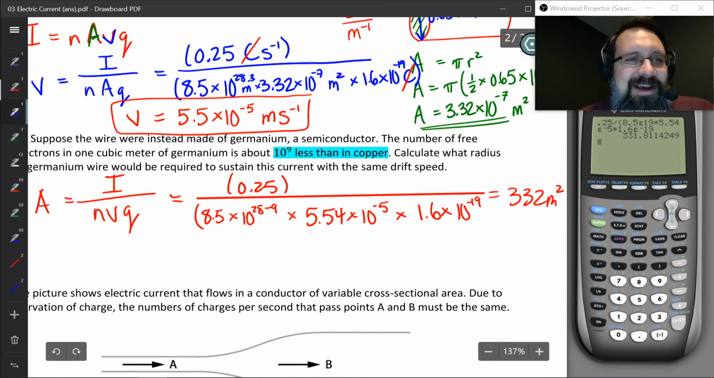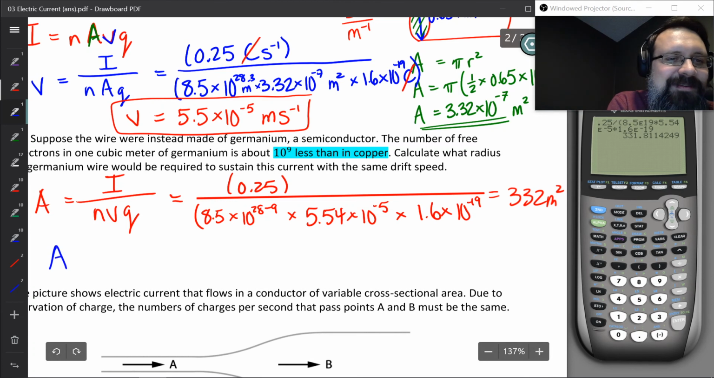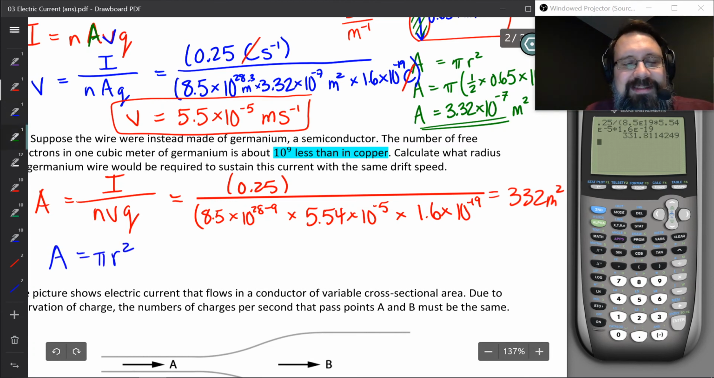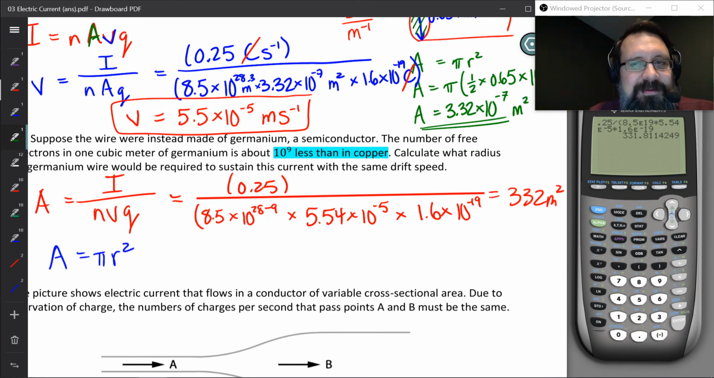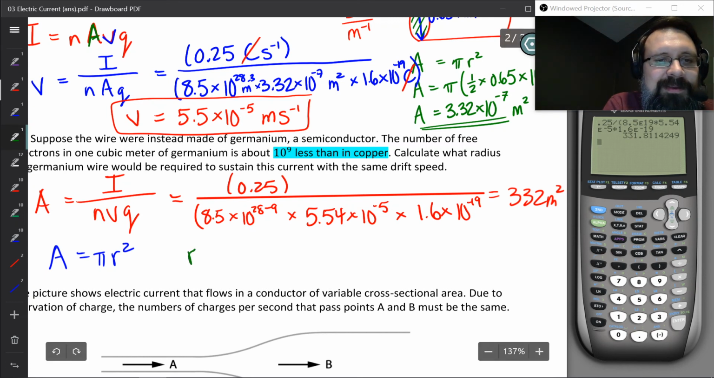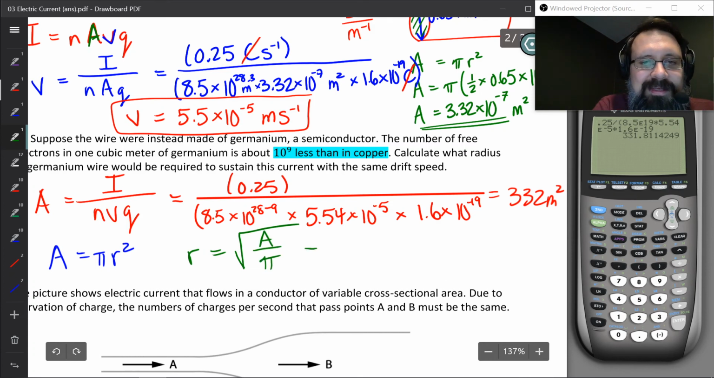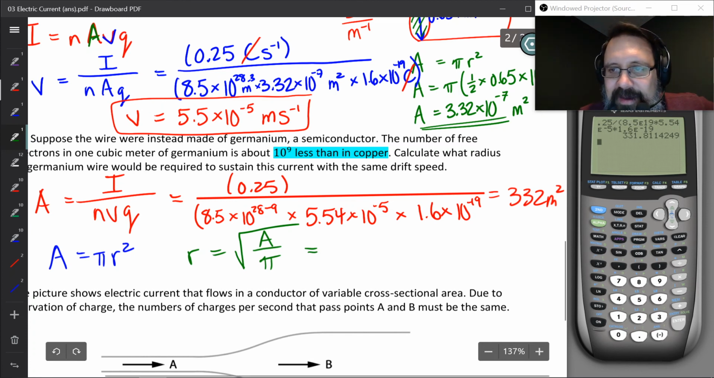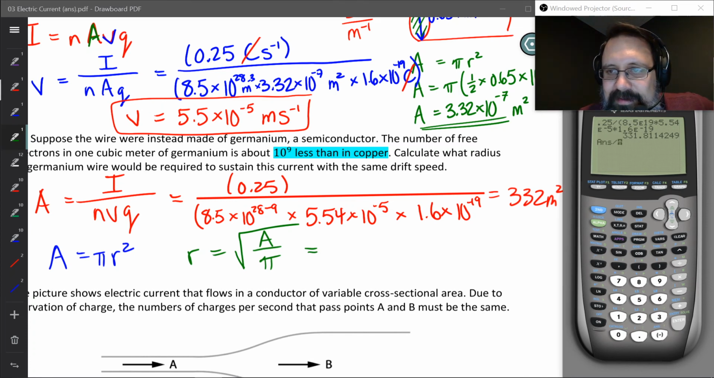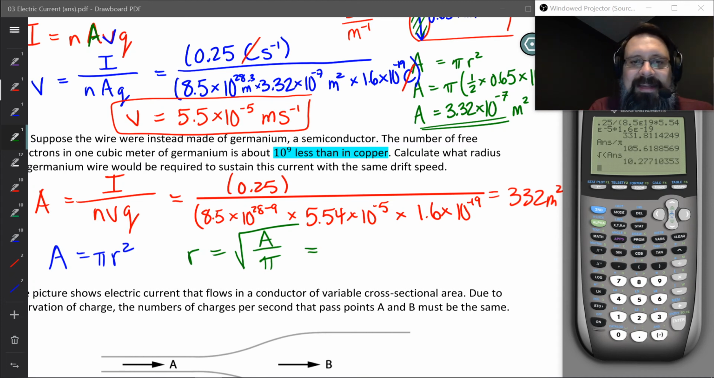All right, so now to find the radius: area is equal to pi r squared. So if we want to find the radius, we're going to divide both sides by pi and then take the square root. So the radius is going to equal the square root of the area divided by pi. So I'm going to take the area here, divide it by pi, and then take the square root of that. And so I get 10 meters.